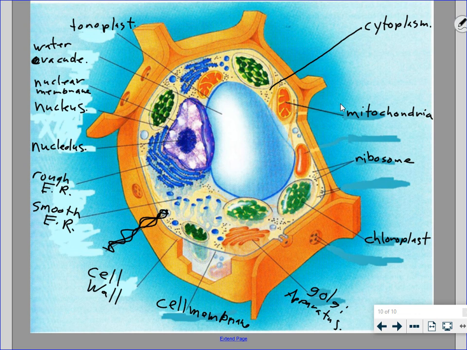All right, questions on parts of the cell?